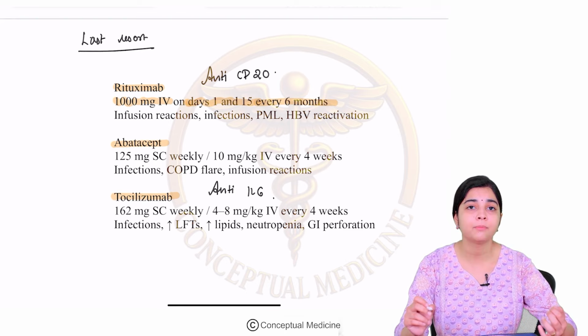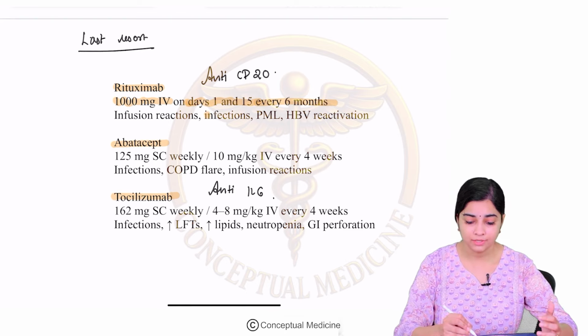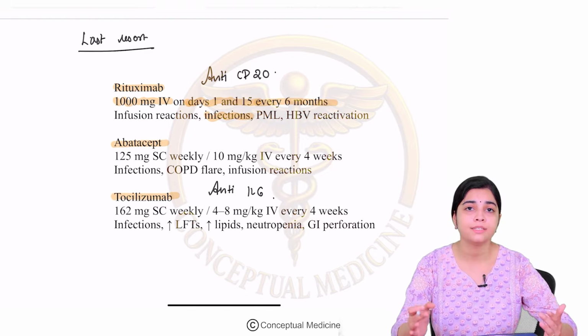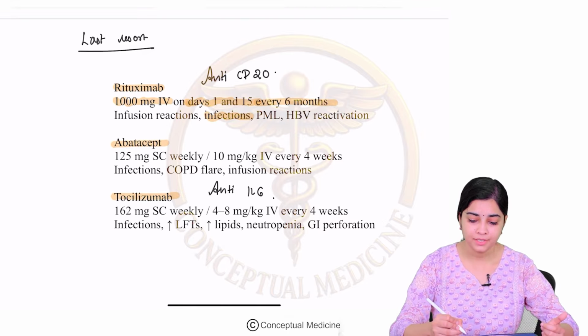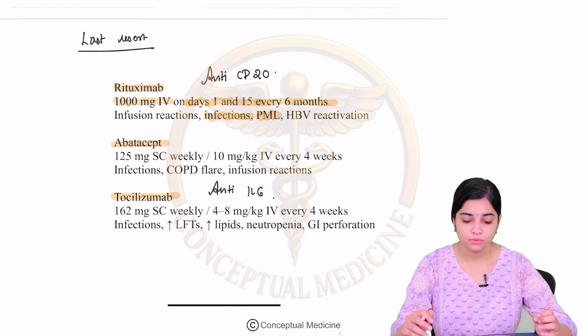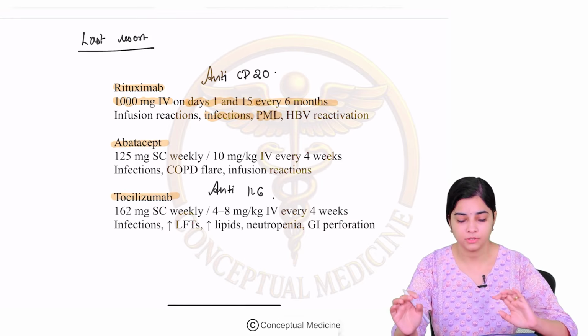So with rituximab therapy, remember that because this is B cell depleting, there is a high risk of reactivation of infections, predominantly hepatitis B and tuberculosis, and hence all of this screening has to be done prior to initiation of rituximab. There is also an increased risk of PML. Okay, so this is your last resort therapy for rheumatoid arthritis.